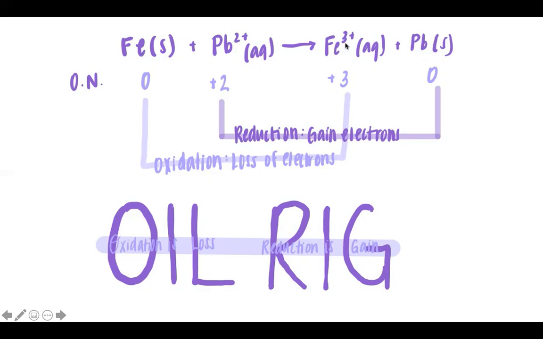Now that can be kind of confusing, and this is why OIL RIG is important. Oxidation is loss. So when you're losing electrons, you're losing that negative charge. So the element, in this case iron, is going to be gaining more of a positive charge because of the loss of electrons. It is less negative now. And reduction is gain of electrons. So it was gaining these electrons, so now it is more negative. So you're decreasing in oxidation numbers. Now you can say that lead was reduced and iron was oxidized.